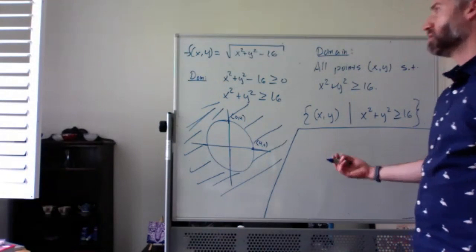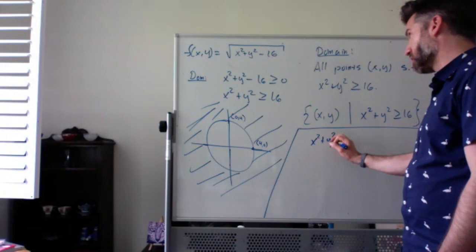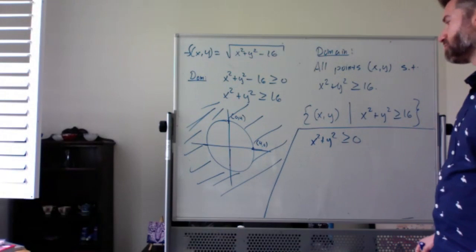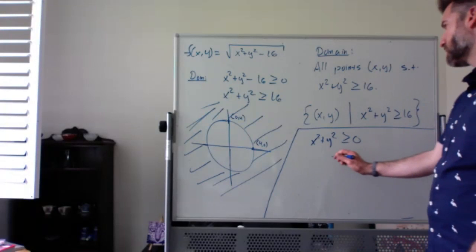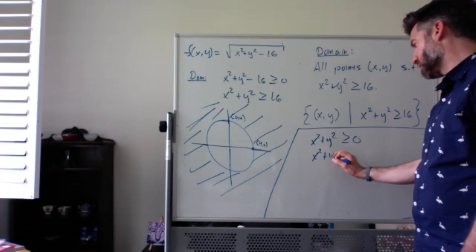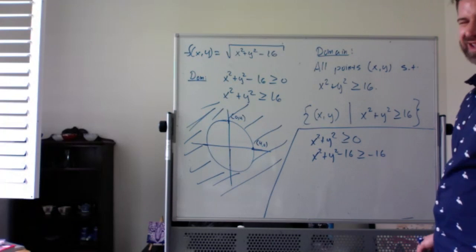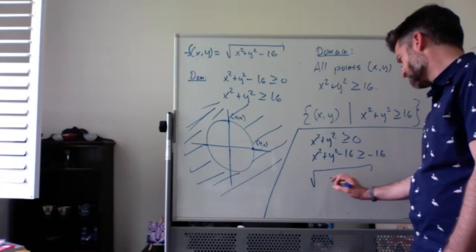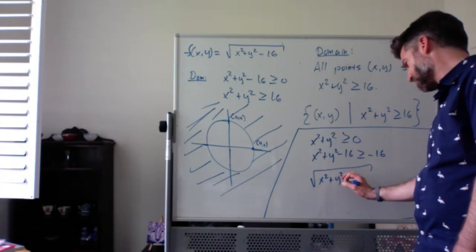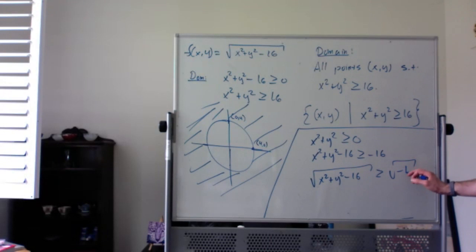So for the range, once again, same idea. X squared plus y squared is greater than or equal to 0. Mine actually ended up being a little bit different. X squared plus y squared minus 16 is greater than or equal to negative 16. Doesn't seem super helpful. Square root being bigger than or equal to the square root of negative 16 doesn't seem super duper helpful.